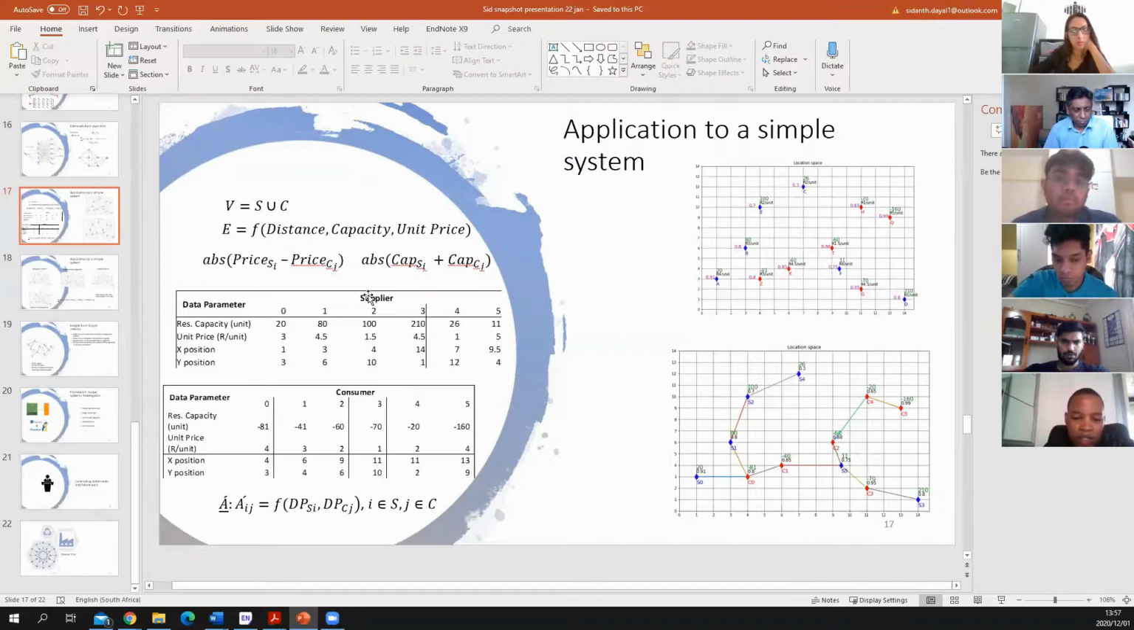I just wanted to ask, how are you choosing the specific function, as the variables have different units: distance, capacity, price. Is there certain criteria you're following for specifying?